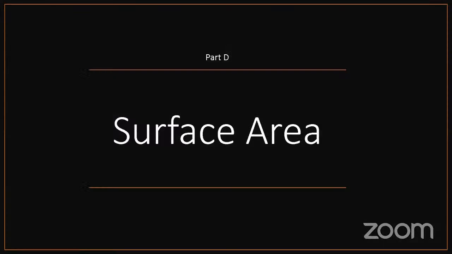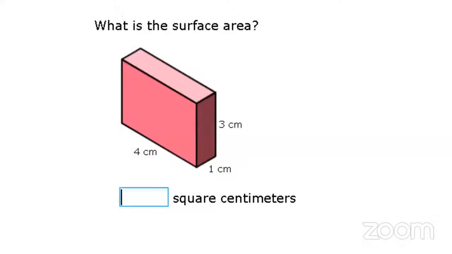Now we're going to look at surface area. Now, surface area has to do with the area of surfaces, but surface area is what we explore when talking about solids. So it means that we're talking about more than one surface, and we're finding the area for solids. So what is the surface area for this solid?